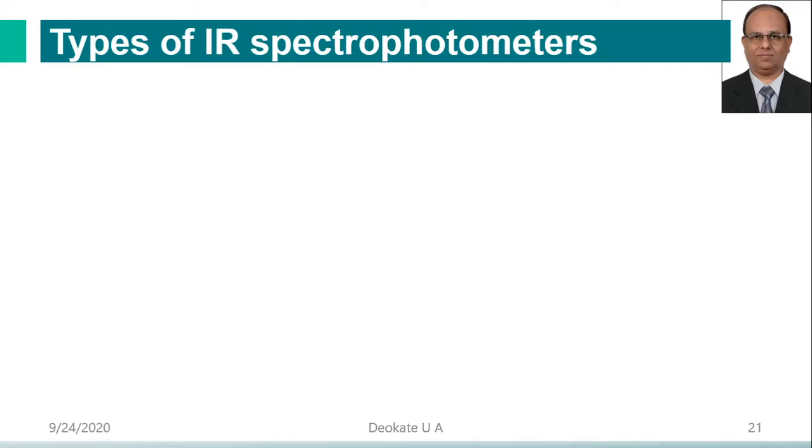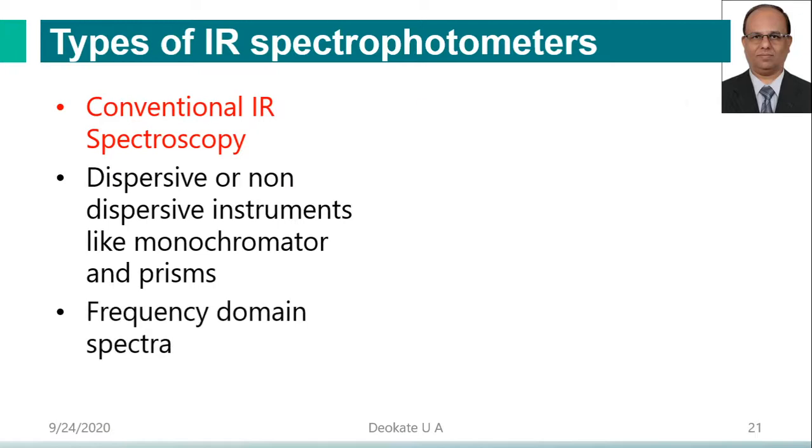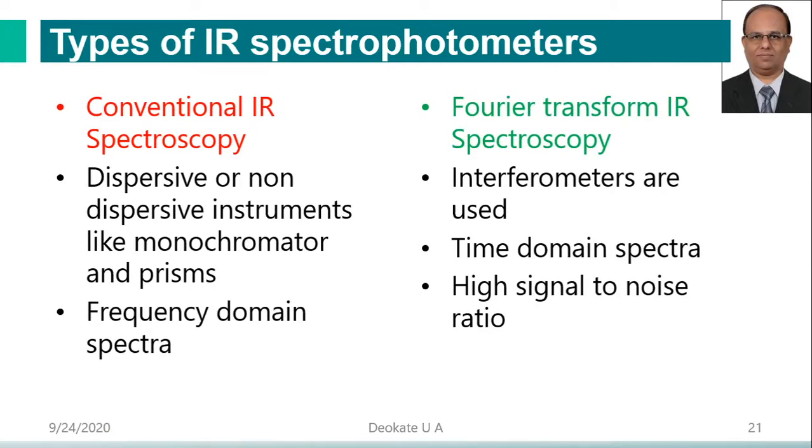Now, as for the types of spectrophotometers, the conventional IR spectrophotometers are now sold but not used. Now we have only the Fourier transform instruments. The conventional IR spectrophotometers are of the dispersive type, where monochromators and prisms are used. They produce frequency domain spectra, the intensity of the radiation reaching the detector is very small, and they require more time as compared to Fourier transform instruments.